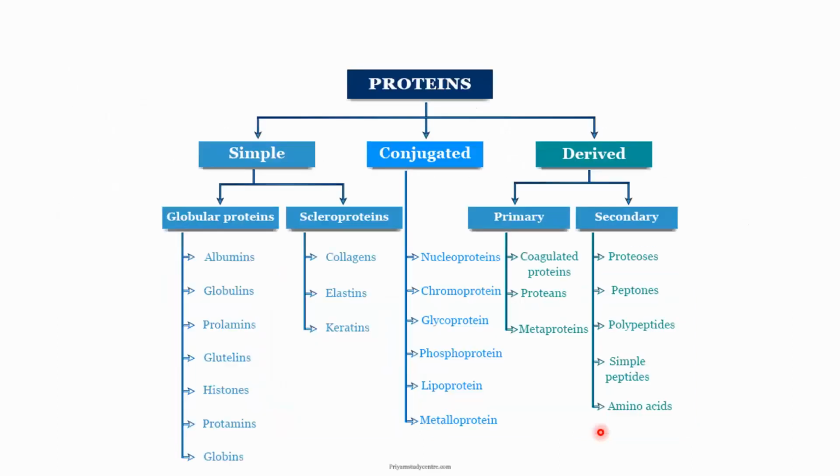What are different types of proteins? How can we classify proteins? We classified proteins into three different types: simple, conjugated, and derived. Simple proteins were further classified into globular proteins and scleroproteins, which are also known as fibrous proteins. The second form was conjugated proteins. The third one was derived proteins that were further classified into primary and secondary.